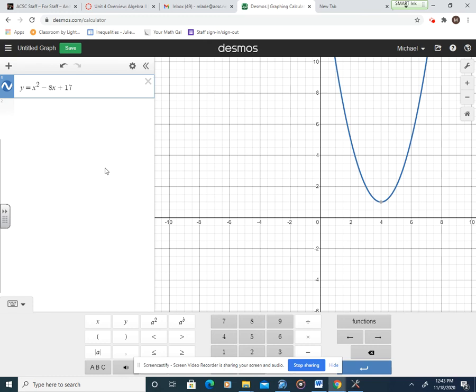Right, so the vertex is a what? A minimum point. What's the coordinates of the vertex? Where is it located? Let's see. Again, just move your mouse over where the vertex is. 4, 1.